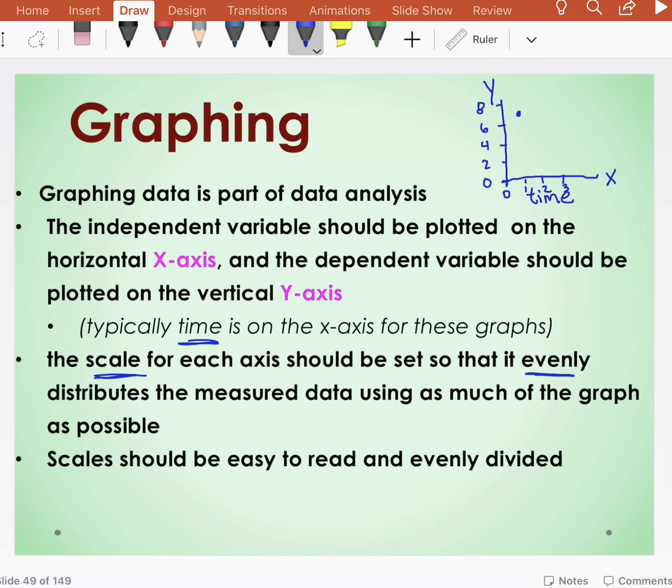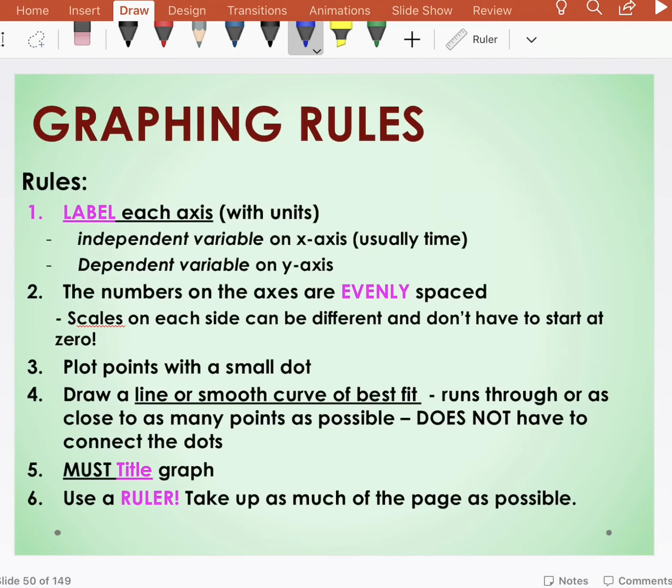All right, now there's going to be an assignment in your workbook. It's page 13. I'm going to ask that you complete that graph and submit it as an assignment submission. Now, it's going to be really important that you follow appropriate graphing rules.